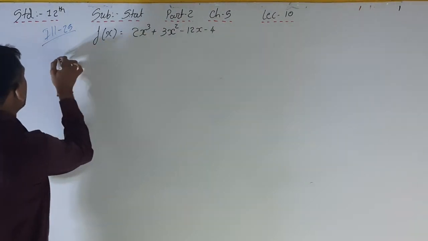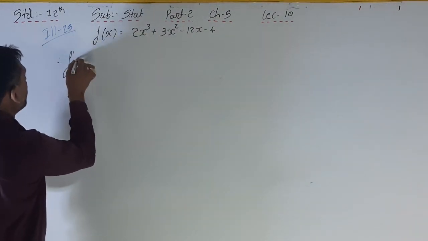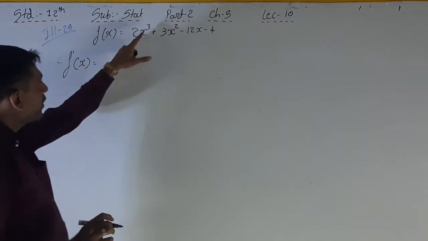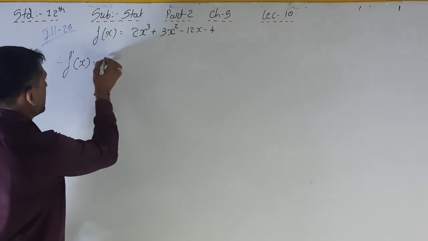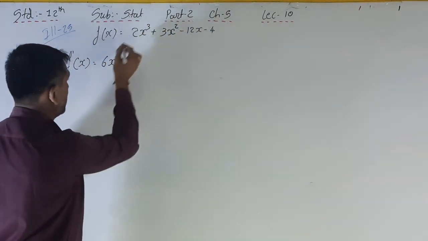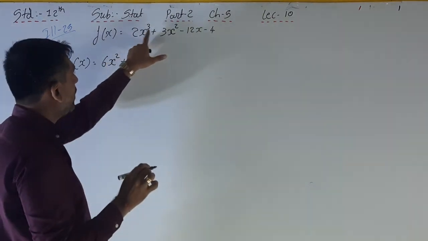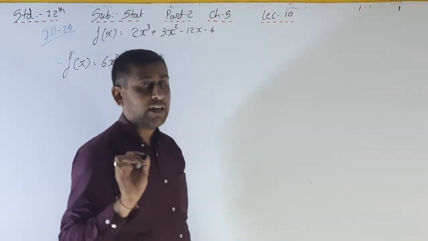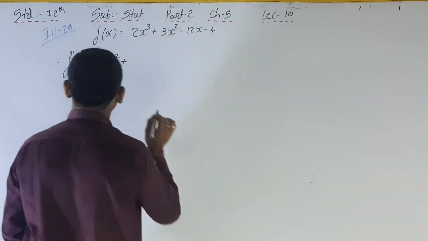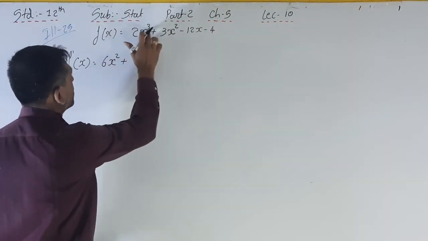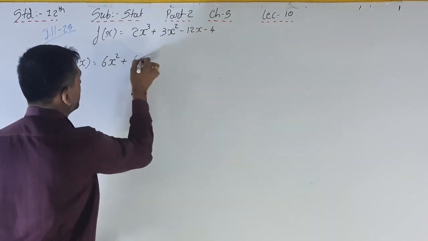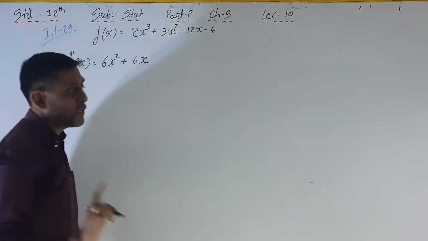Therefore we can say f dash x, that is the first differentiation of this, is 3 2s are 6x squared plus again 6x. Here we apply the formula: differentiation of x raised to n is n into x raised to n minus 1. That's why 6x square, 3 minus 1 is 2. Again 3 2s are 6x, but here 2 minus 1 is 1.